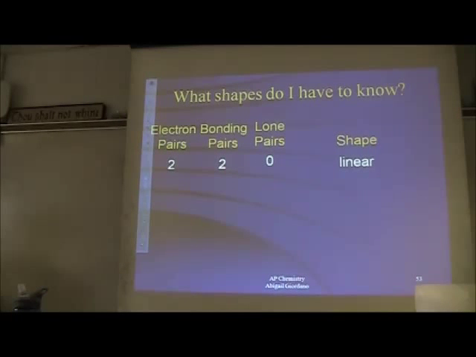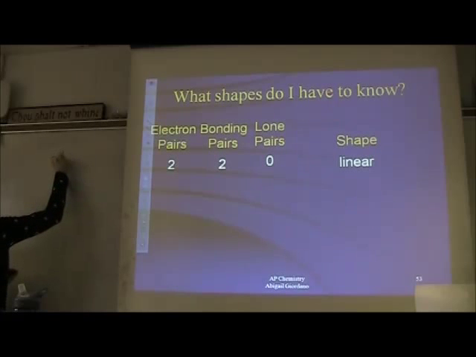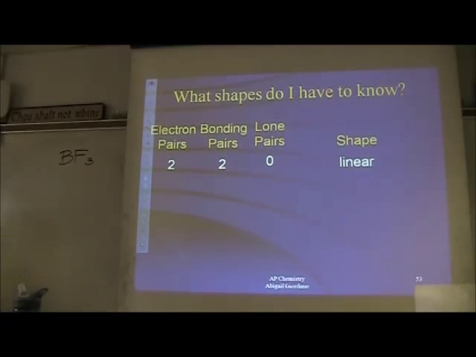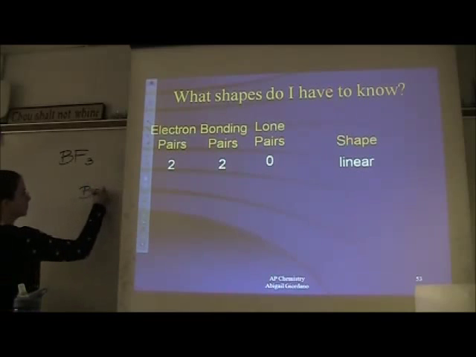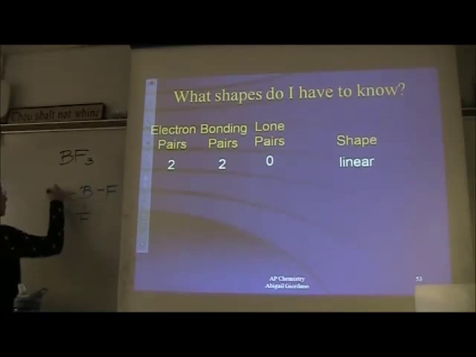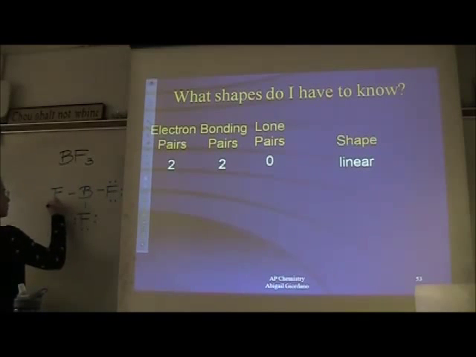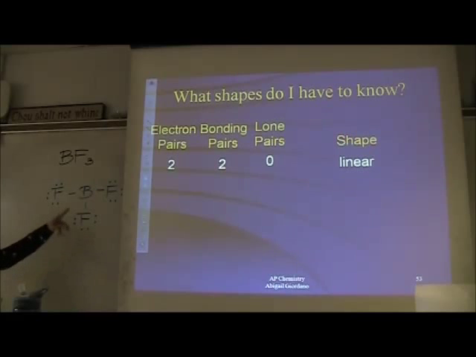Here is your next one. Boron trifluoride. Draw it. Why is it okay that boron only has 3 pairs around it? It's an exception to the octet rule. Boron wants 3 pairs around it, okay?